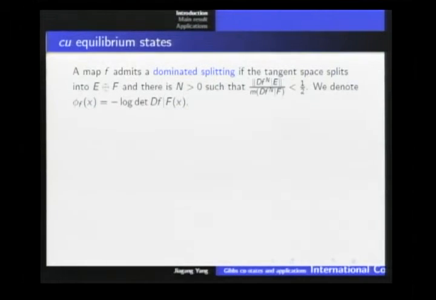The map we are starting with is a map which admits a dominated splitting. This map has a tangent space split into two bundles, E and F. The E bundle is called the CS bundle, and the F bundle is called the CU bundle. This means the vectors in the direction F are expanded much more strongly than in the direction E. So this is the map we are going to study. It's only a C1 map, and maybe not a diffeomorphism.